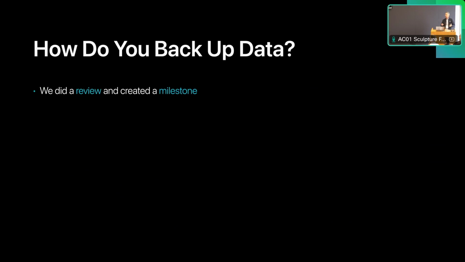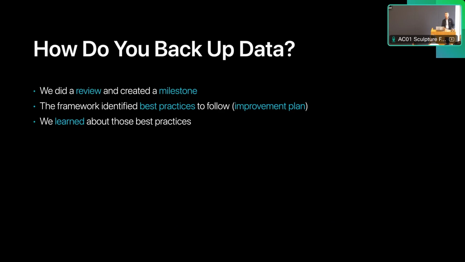Let's reinforce some of these concepts, right? We did an initial review. We created that first milestone. Then the framework identified best practices that we could follow. That's the improvement plan. We learned about those best practices. We then implemented them, did another review and another milestone, and we're using those milestones to track our progress.